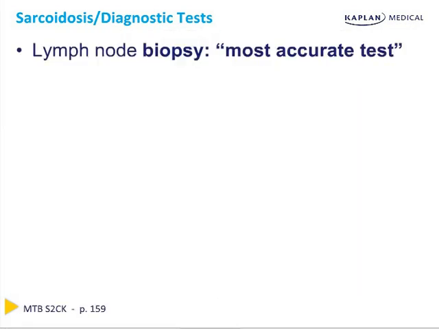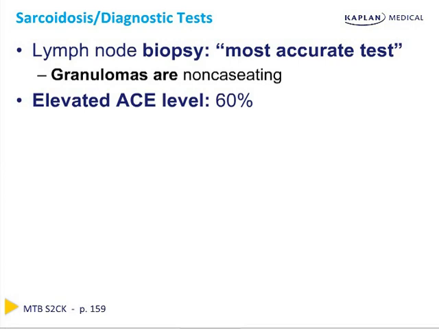The most accurate test to diagnose sarcoid is going to be a biopsy of one of the involved lymph nodes. Again, you're going to see granulomas, and they're going to be non-caseating or non-necrotizing. Some patients actually have an elevated ACE level. This is present in 60% of patients with sarcoidosis.